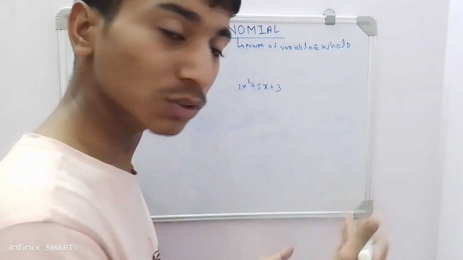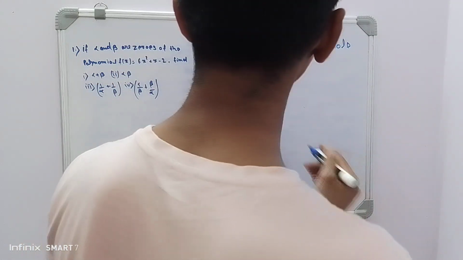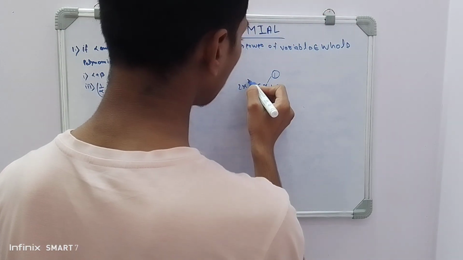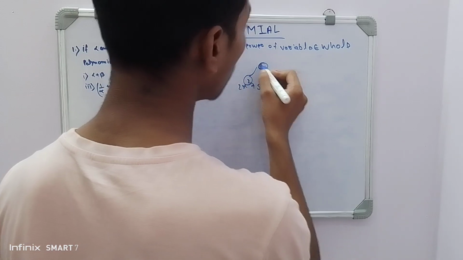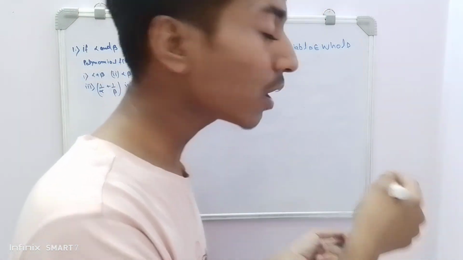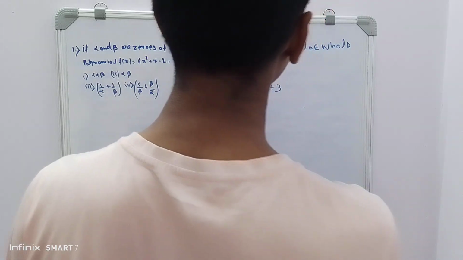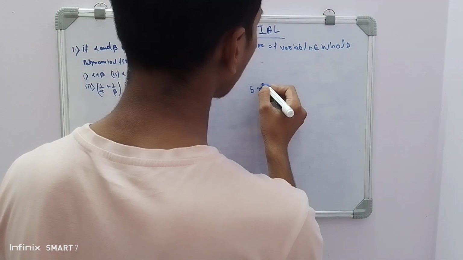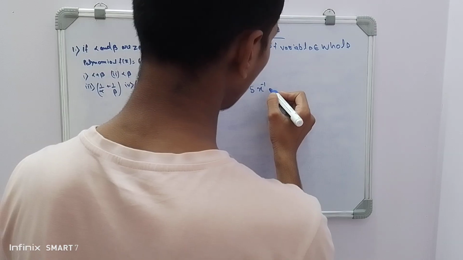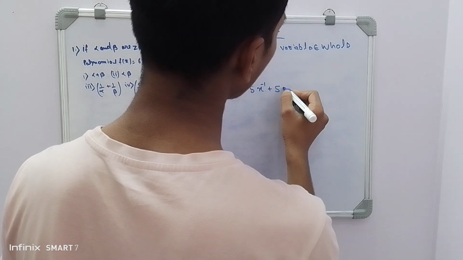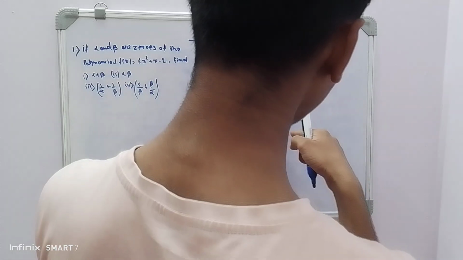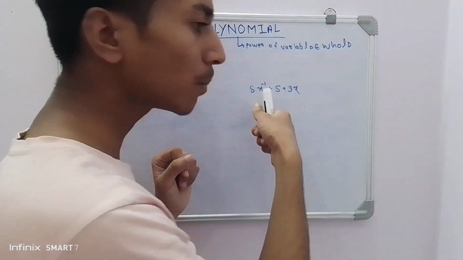As we have to see the power of the variable, here it is 1, and here the power of the variable is 2, and both of them are whole numbers, so this one is a polynomial. Let's suppose another example like 5x to the power minus 1 plus 5 is equal to 3x. So is it a polynomial or not? It is not a polynomial.